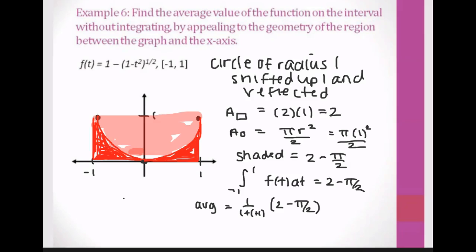So that'd be like 1 over 2. So 2 times a half is 1, and a half times a half is a fourth. So that would mean that the average value is like 1 minus pi fourths. So it said find the average value of the function's integral by using geometry. So there's my average value of the function using geometry.